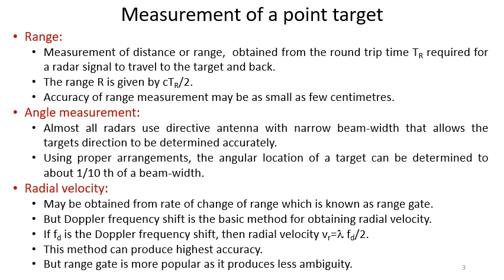Next one is the measurement of radial velocity. Radial velocity may be obtained from the rate of change of range, which is known as range gate. But Doppler frequency shift is the basic method for obtaining radial velocity. If Fd is the Doppler frequency shift, then radial velocity is Vr equal to lambda Fd by 2, where lambda is the wavelength. This method can produce the highest accuracy, but range gate is more popular as it produces less ambiguity.